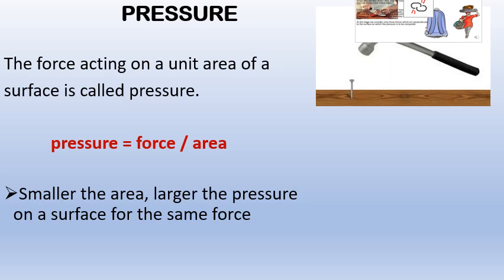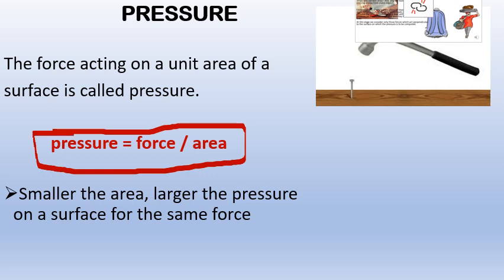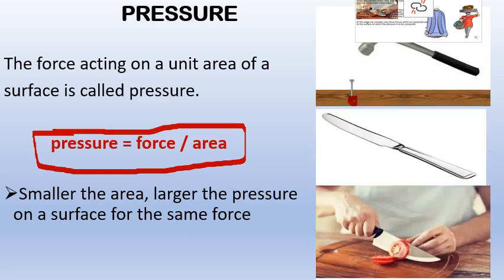What is pressure? The force acting on a unit area of a surface is called pressure. Pressure is equal to force by area. This is the equation to find out pressure. Smaller the area, larger the pressure on a surface for the same force. We have seen that here the area is small. Because of that, we can easily make this nail move inside the wooden plank. When you are trying to push this nail in this way, it is very difficult. So here the area is large so that the pressure will be less. So whenever the pressure is more, our work will be less.